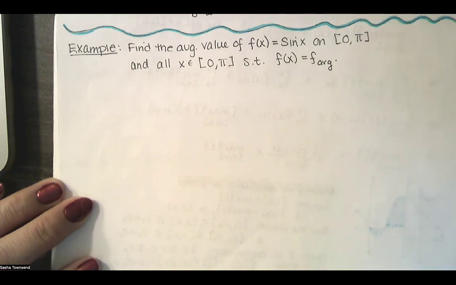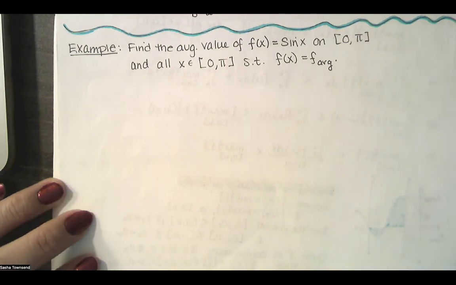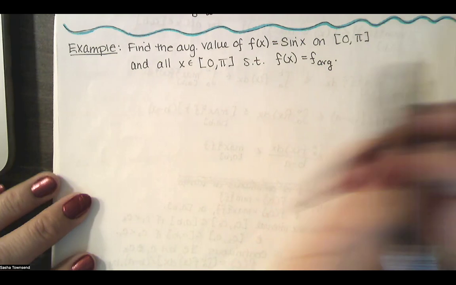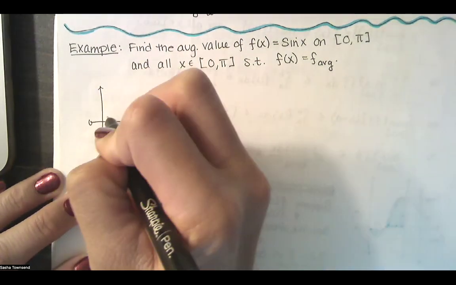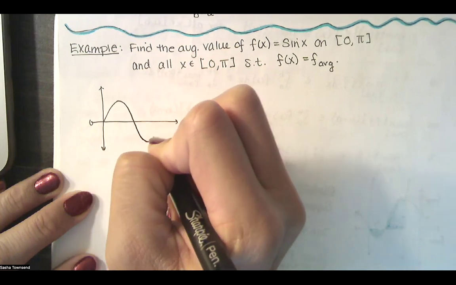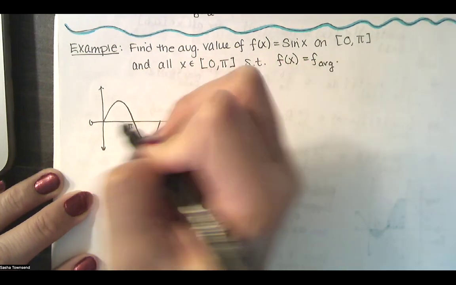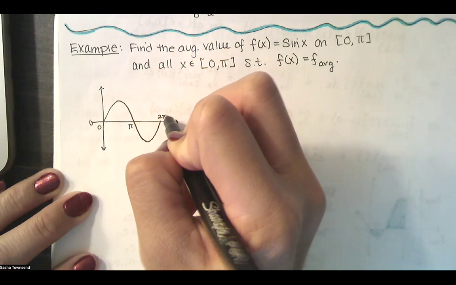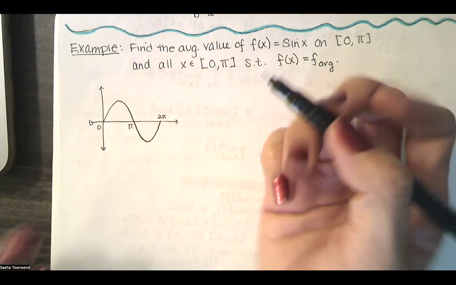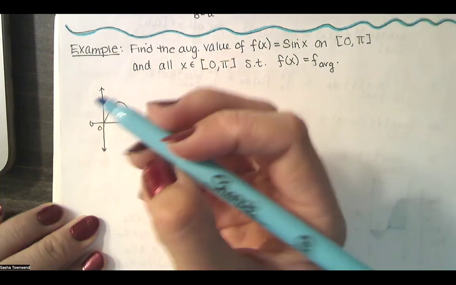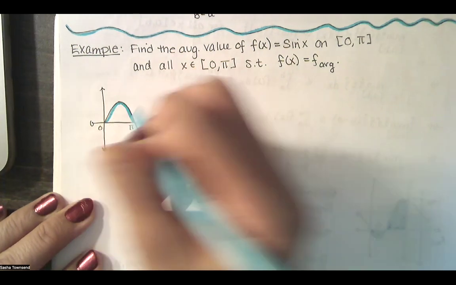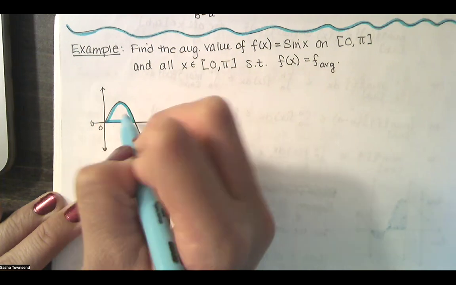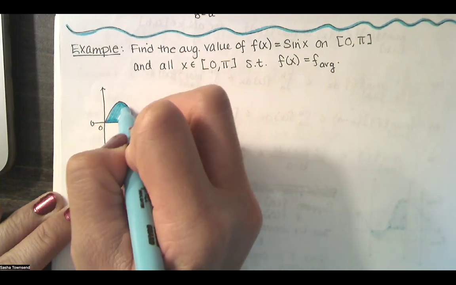So it says find the average value of f equals sine of x on the interval from 0 to pi. I always like to start by graphing. Sine of x looks like this. It repeats itself every 2 pi. We're also asked to find all of the x satisfying f of x equals f average on the interval from 0 to pi.